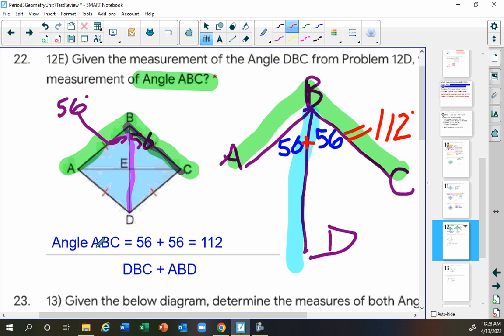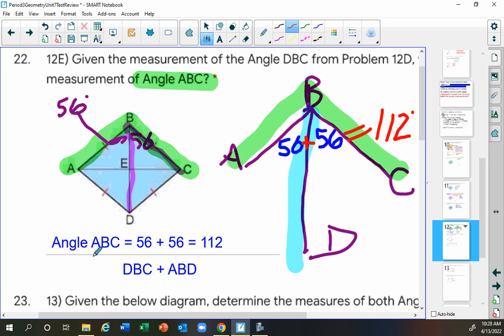Okay, questions? So again, think about that bisector like a mirror. Whatever you see on one side, you see exactly the same on the other. All right, questions? We might do one or two more rhombus problems later on if we have time. All right.